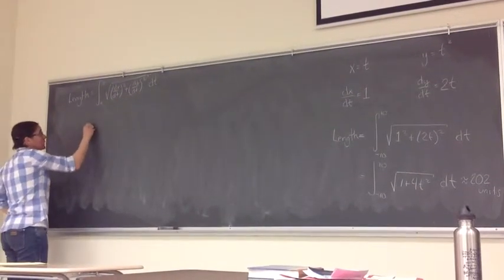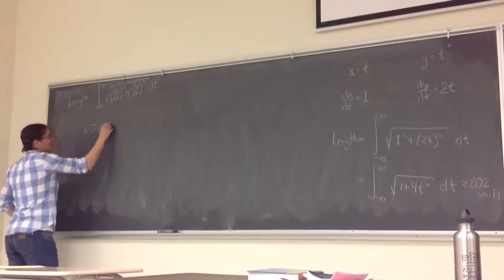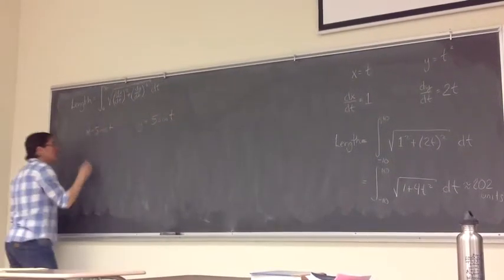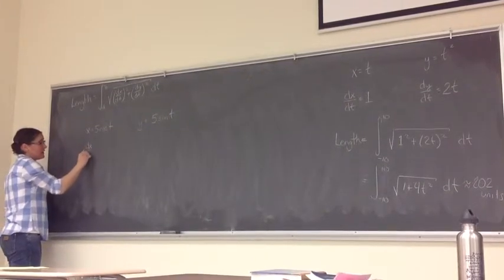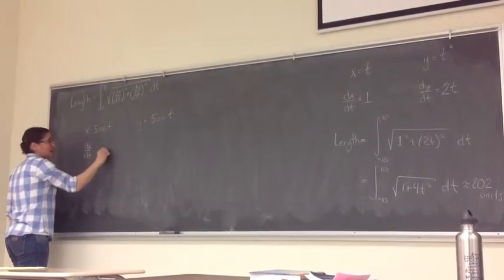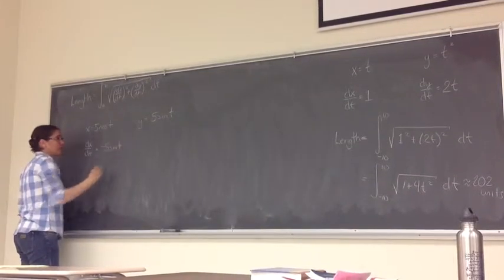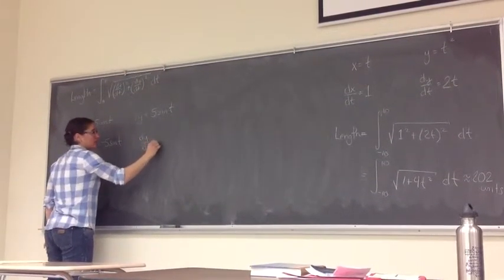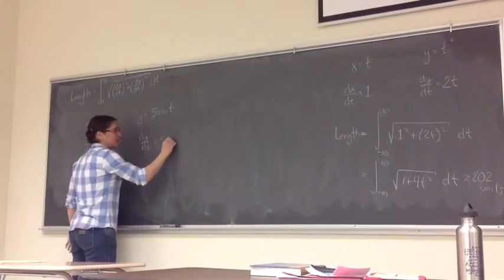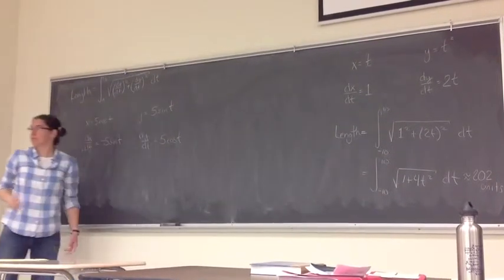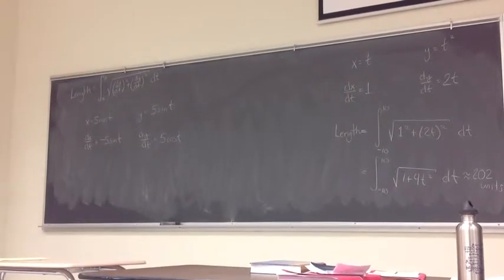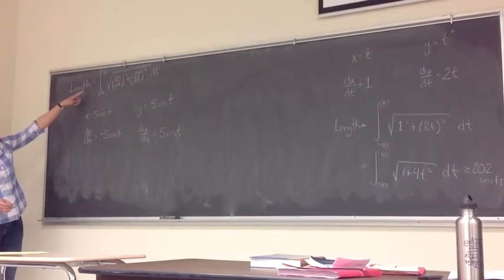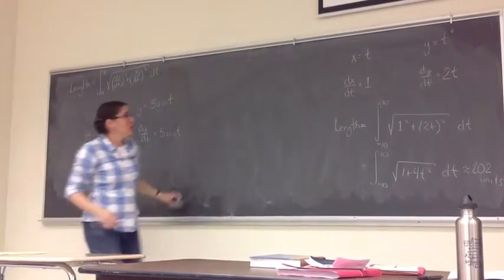So x is equal to 5 cosine t, y equals 5 sine t. So our derivative, dx over dt, is going to be negative 5 times the sine of t. And our dy dt, the derivative of y with respect to t, is going to be 5 times the cosine of t. Okay, so now we can go back to our length up here.